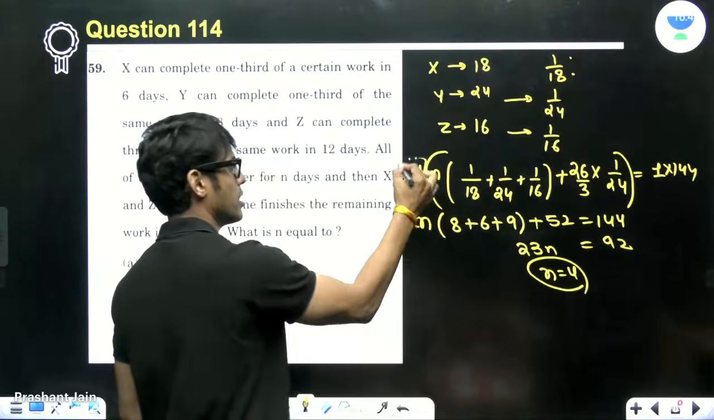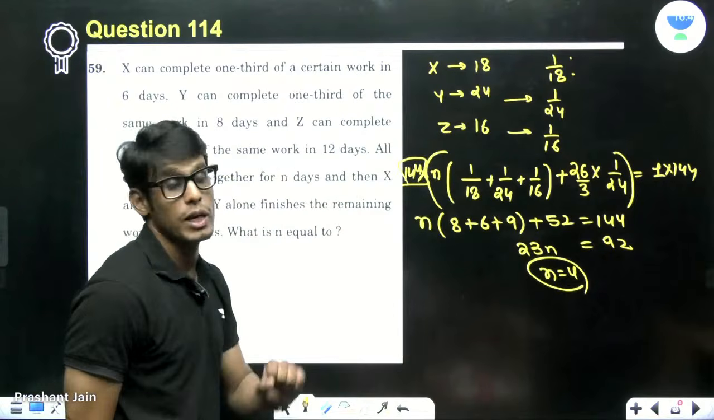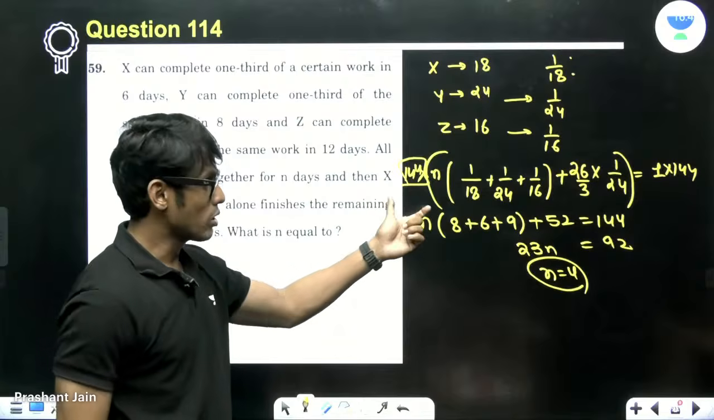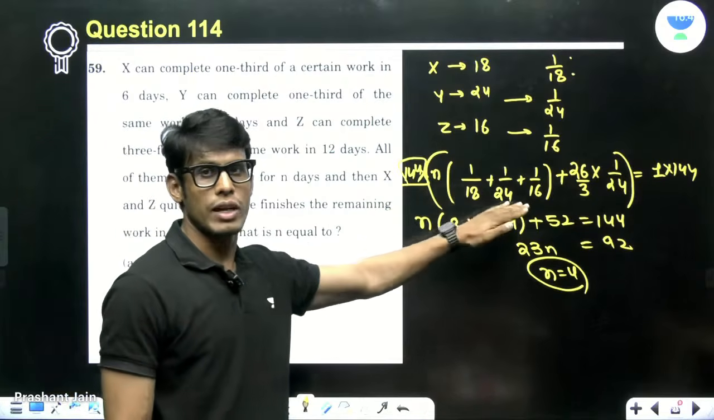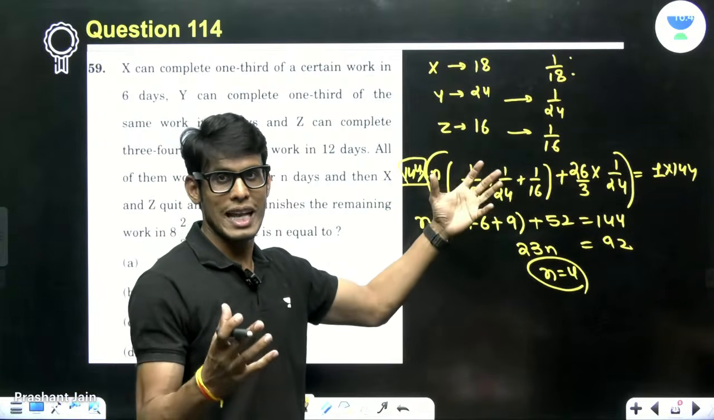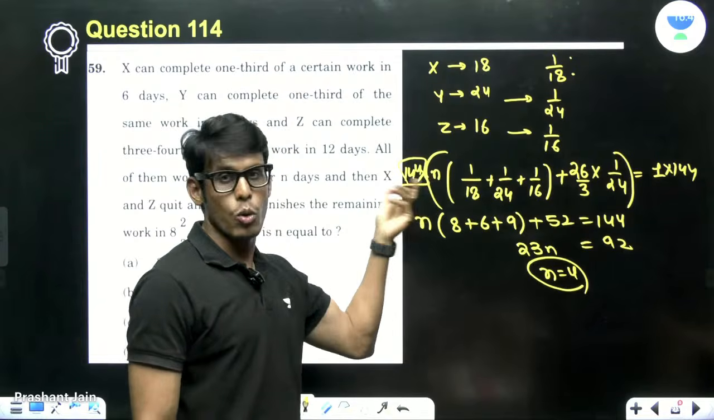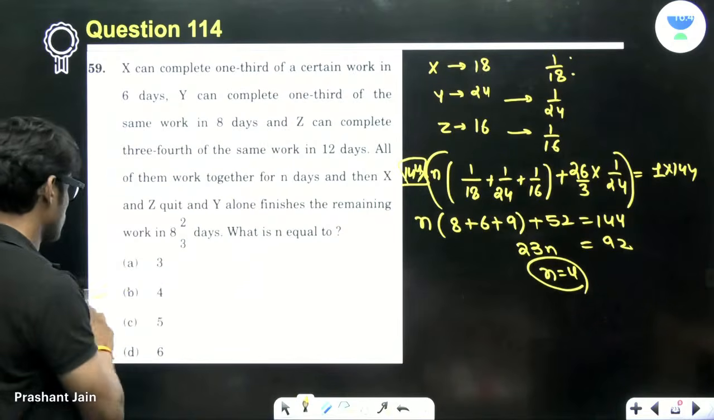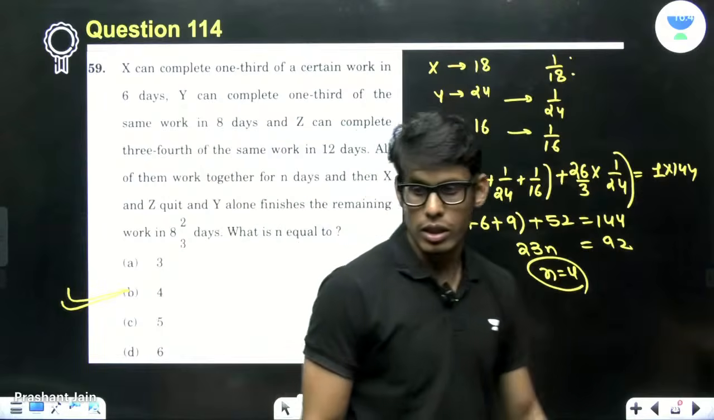Did you like the manipulation of multiplying 144? This is a very amazing manipulation. Because we Indians do not like fractions. We like things in whole, so we'll make it whole. So 4 is the correct answer. This was an amazing manipulation.